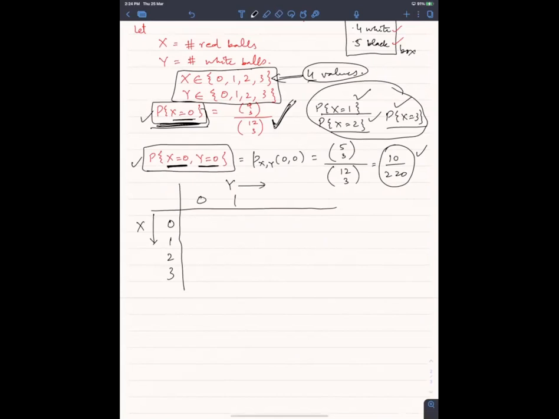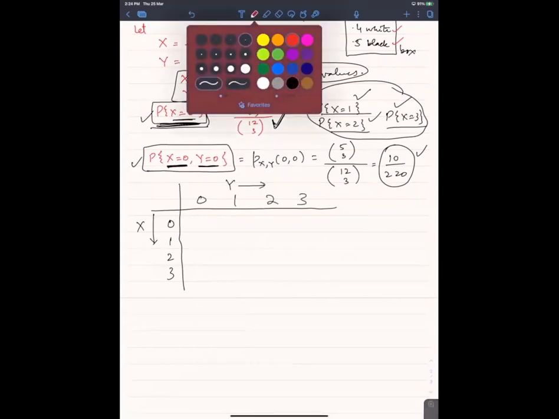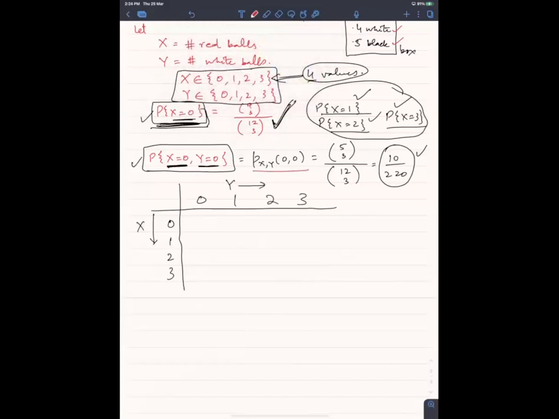What we have just found out is the probability that x takes the value 0 and y takes the value 0. P x y 0 0, which is 10 over 220. So this 10 over 220 goes here. Okay. And then you can fill up this table.